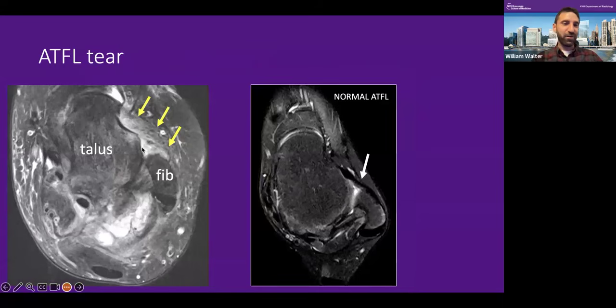These all tend to look very similar. So here's another acute ATFL tear. There is no linear low signal or hypo-intense structure at this site, expanding between the talus and the fibula. Here's a normal for comparison. You see it's outlined by a little bit of fluid in this normal case, but this is again an acute tear.